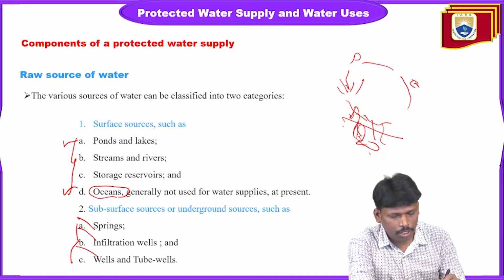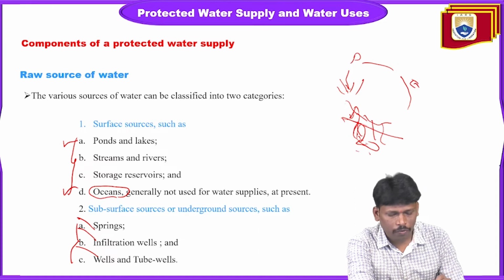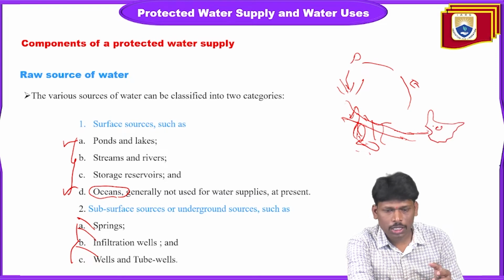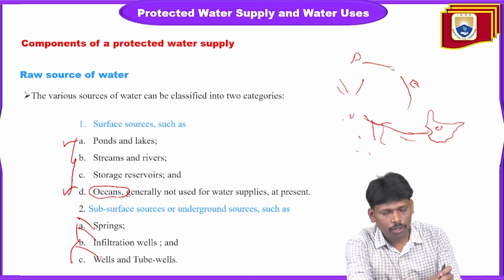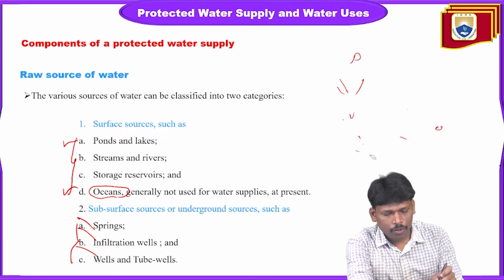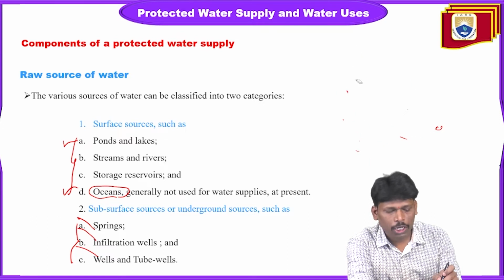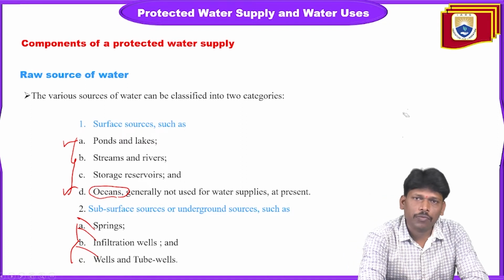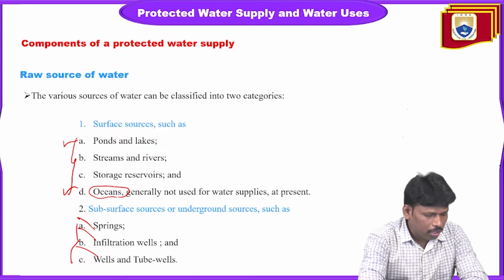So whenever water percolates into the ground and is stored somewhere, that is a subsurface source. Whenever water starts flowing on the surface and may mix into the ocean, that is a surface source. As we are discussing protected water supply, we need to see what measures exist to protect the surface water as well as the subsurface water.